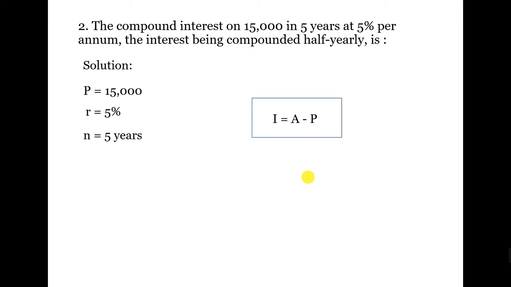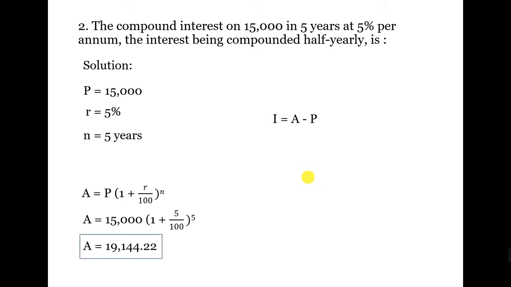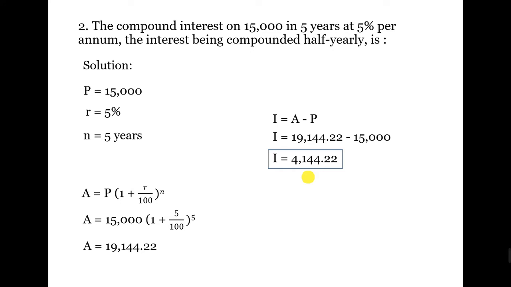But before we can proceed to this, we will compute first the value of the amount accumulated. We can directly use the rule number 1 formula to find out the value of the amount accumulated. We will now substitute the given values and the result is equal to 19,144 and 22 centavos. Then we can now substitute the values to the interest formula and the result is equal to 4,144 and 22 centavos.